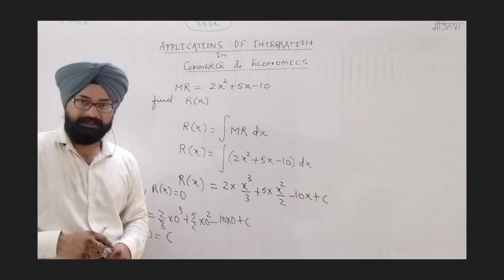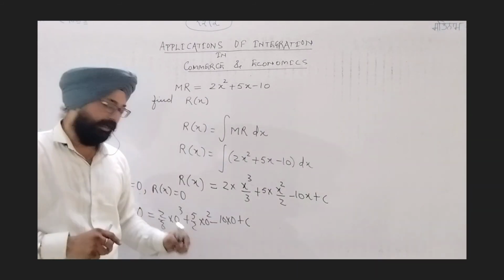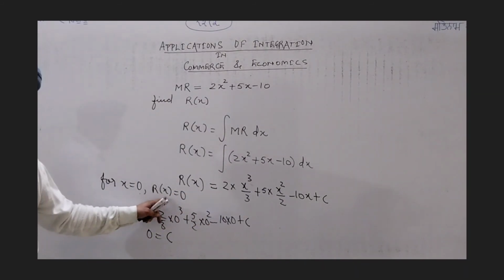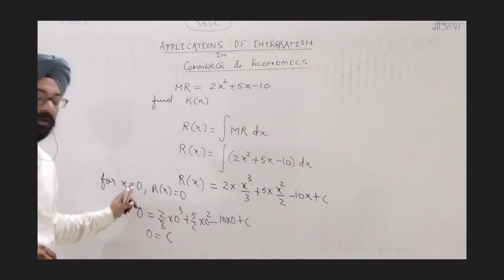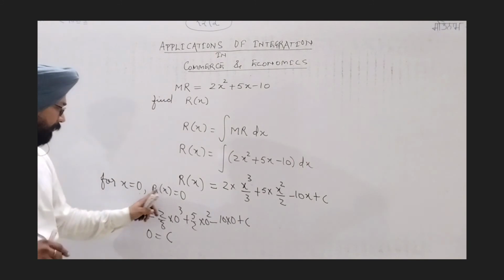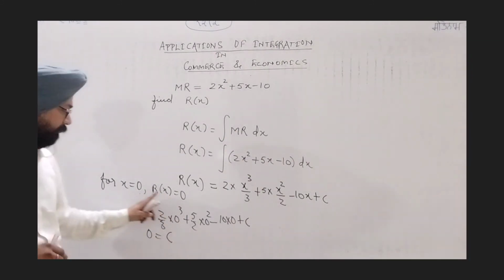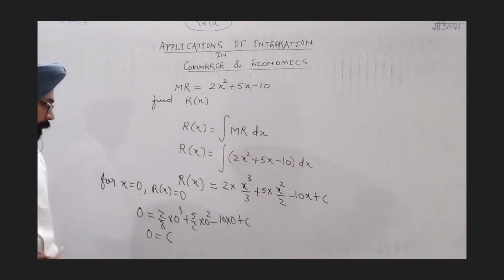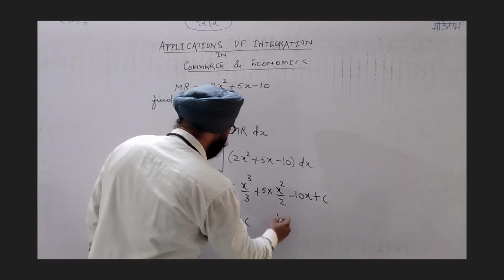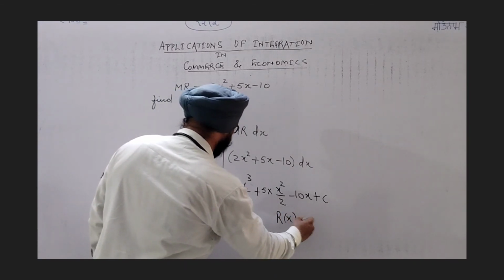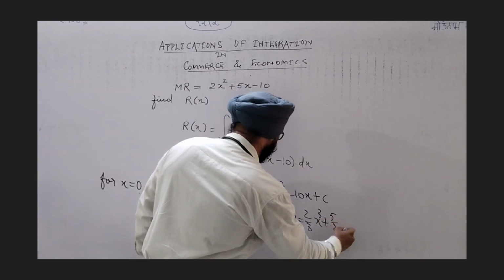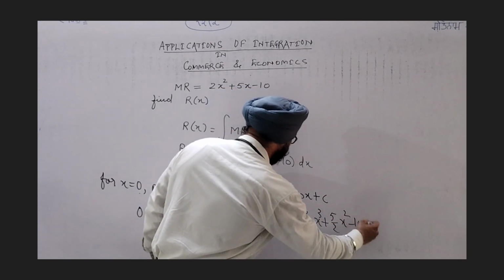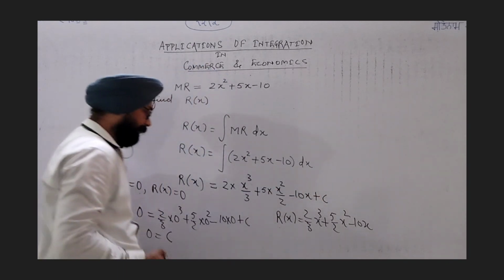It depends on the condition, as I said. So every time you evaluate using this information. For x equal to 0, no unit is produced, no units are sold, so no revenue is there. That's why both are 0 together. So we can further finalize this revenue function Rx. It's 2 by 3 x cube plus 5 by 2 x square minus 10x, with c replaced by 0.